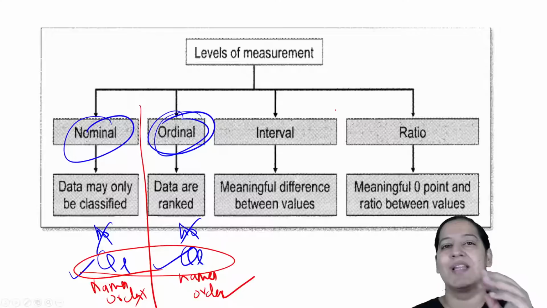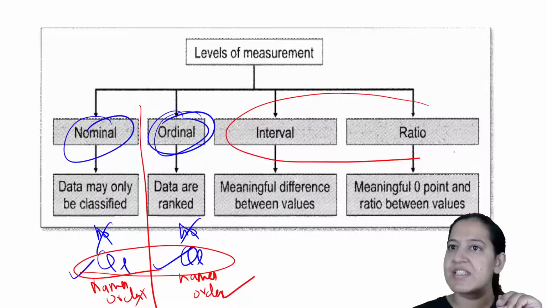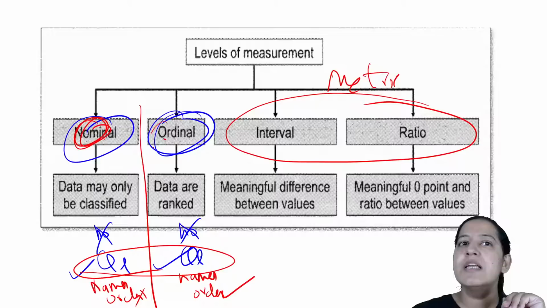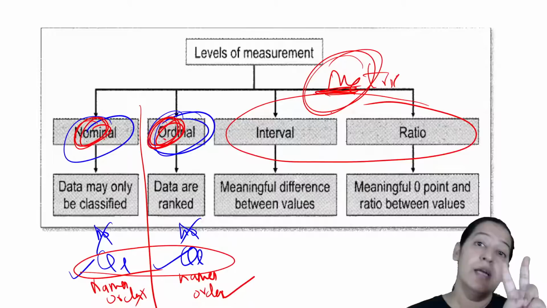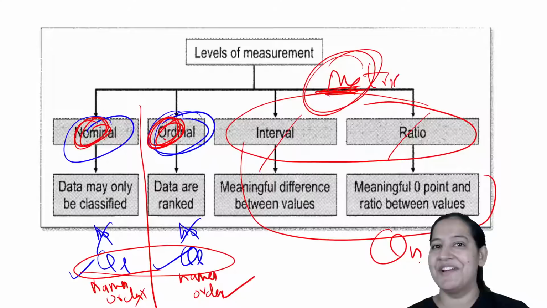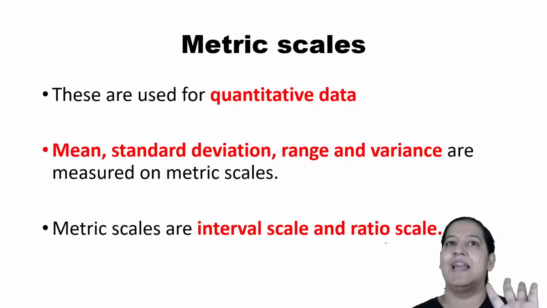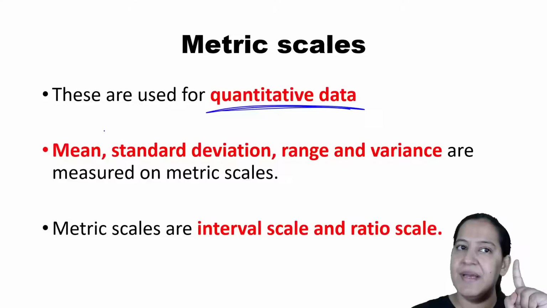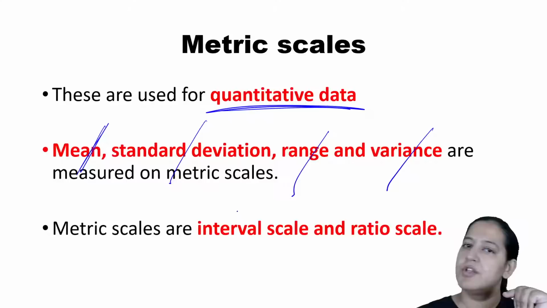So coming on the third type of scale, that is metric scale. Nominal is for name, ordinal is for order, metric is for measurement. It is of two types, interval and ratio. This is for quantitative data, so numbers will be there. These two were for qualitative data. Now for the first time a scale is coming for quantitative data. So we can measure mean, standard deviation, range, and variance on the scale. It is of two types, interval and ratio scale.